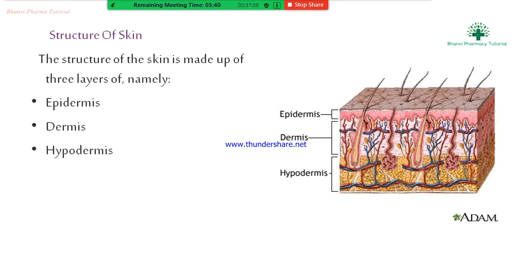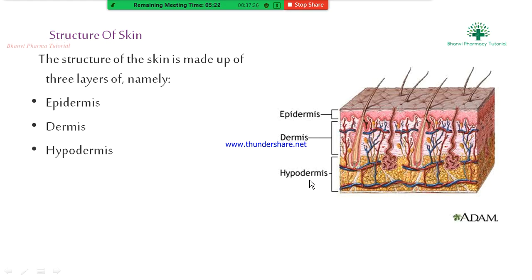Next, what is the structure of skin? The skin is made up of 3 layers. The first one is the epidermis, the outermost layer. The middle layer is the dermis. The innermost layer is the hypodermis.